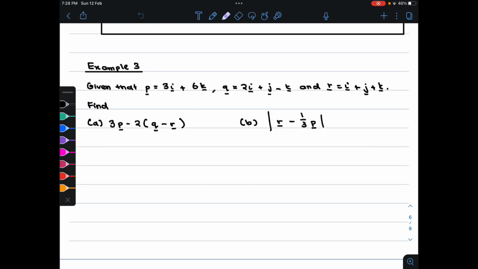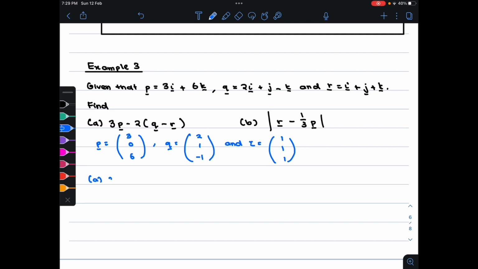Now let's try and do example 3. So we are given the vectors P, Q, and R. So note that here P is 3i plus 0j plus 6k, since we do not have any j here. So that means that it is 0j. So we can write down vector P is (3, 0, 6). And then Q is (2, 1, negative 1). And R is (1, 1, 1).